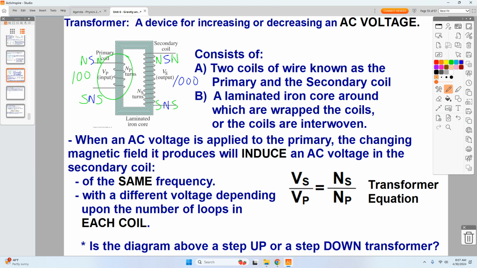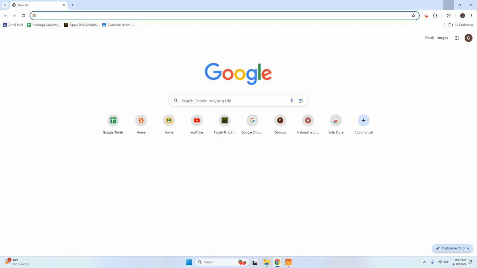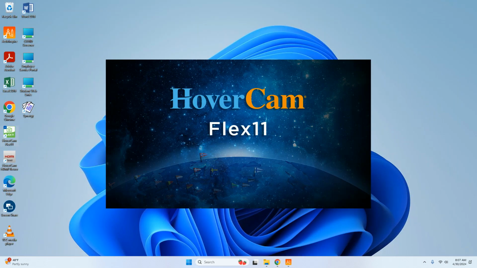Now I'm going to show you. I made one of these things a while back so people could see what it would look like. So this is a very simple, very inefficient transformer.